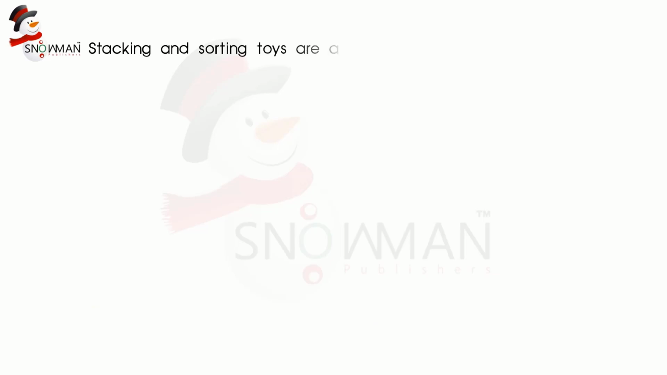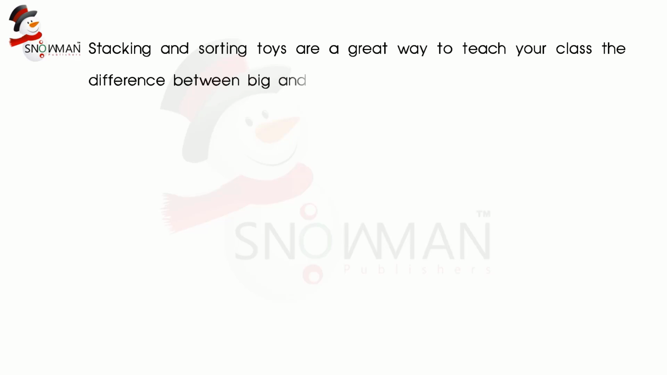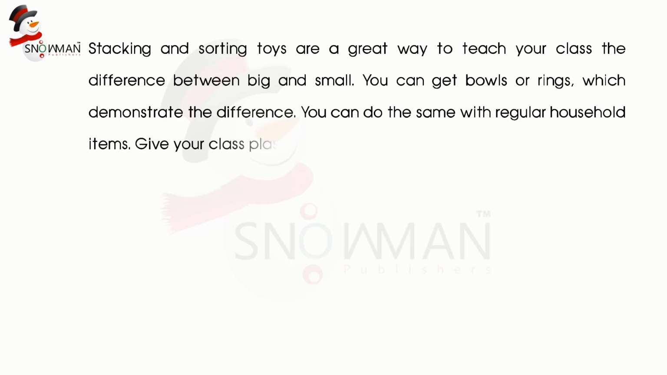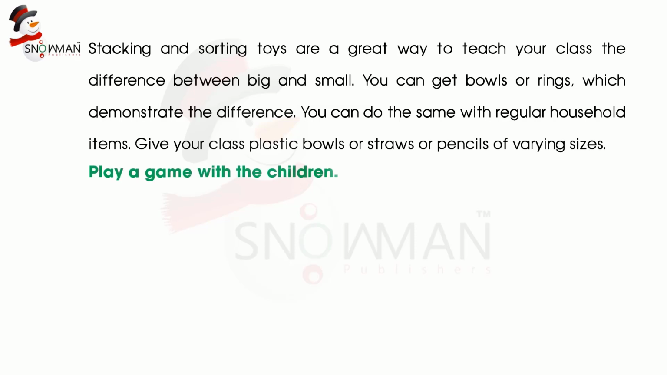Stacking and sorting toys are a great way to teach the class the difference between big and small. You can get bowls or rings which demonstrate the difference. You can do the same with regular household items. Give your class plastic bowls or straws or pencils of varying sizes. Play a game with the children.